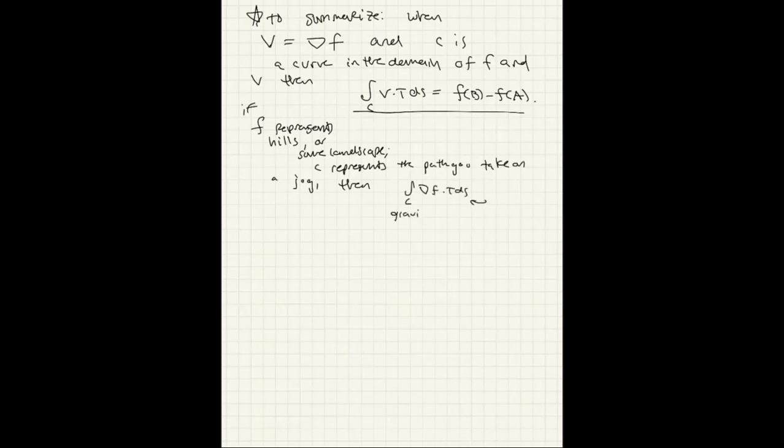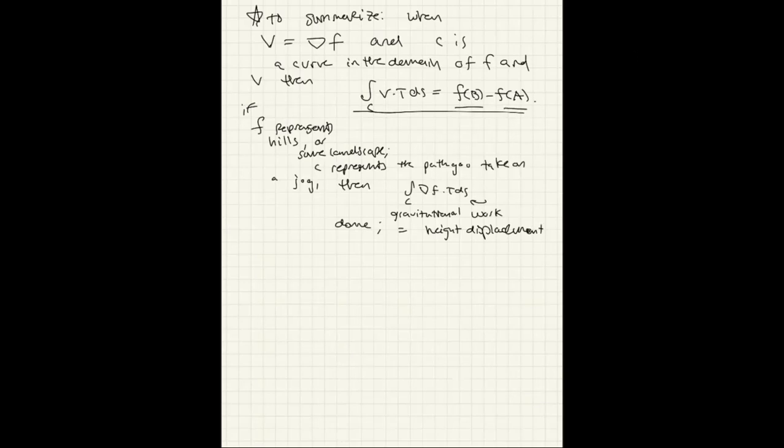This is the gravitational work done. So if you have motivation from physics, this is just equal to the height displacement. It's your altitude at the final point minus your altitude at the initial point. So that's another way to look at these things. And the conserved quantity along your path is the height. All right, so let's do a neat example.